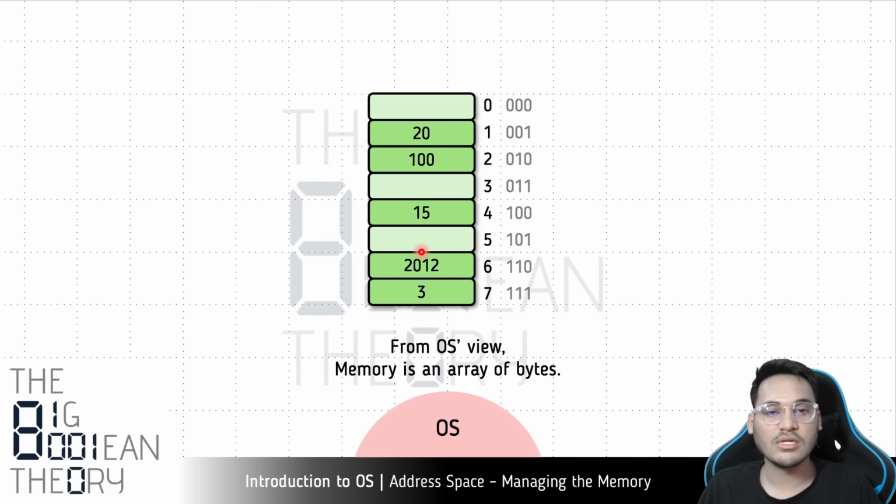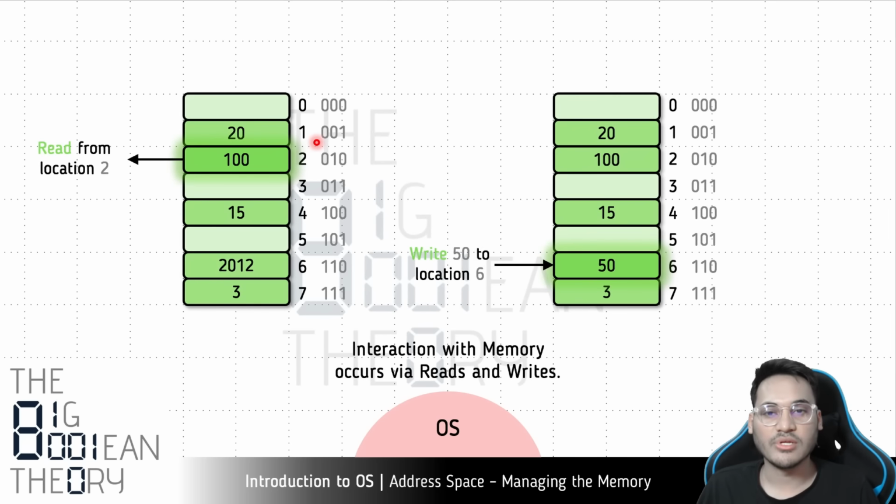And as you can see, there is data stored in the memory. Now let us see how the interaction with the memory takes place. Any interaction with the memory occurs in the form of a read or write operation. In a read operation, you want to get the data at a particular address, and in a write operation, you want to put some data at a particular location. In this example, we are saying read from location 2. Whatever data is present at address 2, we want to get that data. In this case, 100 will be returned.